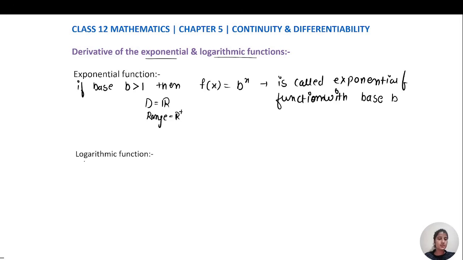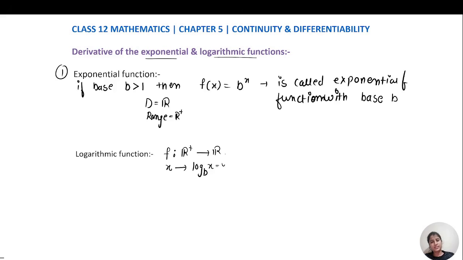Okay, now the other function. This is our first function, that is the exponential function. The exponential function is of the type b raised to x, where b is called the base and it is always positive. Then the logarithmic function. Its domain is always positive, because logarithmic comes from the exponential only. It is a function from positive R to whole R, and it is defined as x maps to log with base b of x.